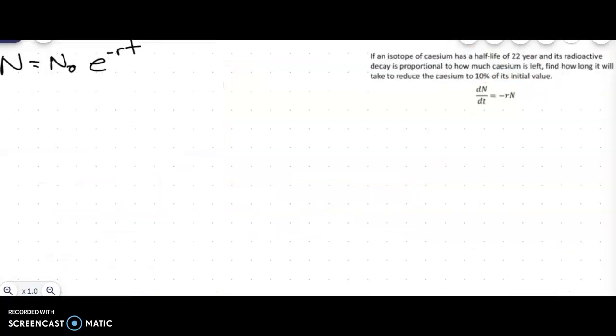So we think to ourselves, okay, how can this help us? Let's write it down over here. T equals 22. N is equal to half or 50% or 0.5 of the initial amount. So now we can substitute in for T and we can substitute in for N. So let's go back to black.